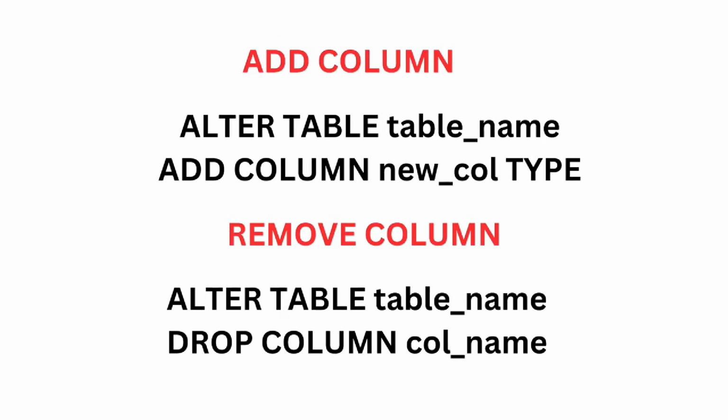The general syntax is alter table, table name, and then some sort of action call. For example, if you wanted to add columns to a table, you would say alter table, table name, add column, the new column name, and then specify a data type.